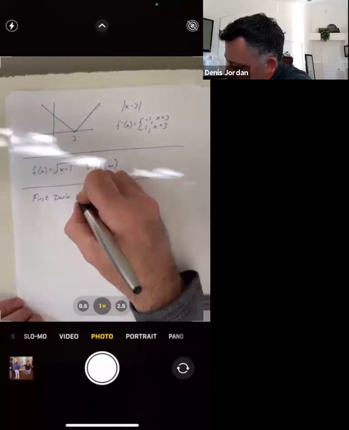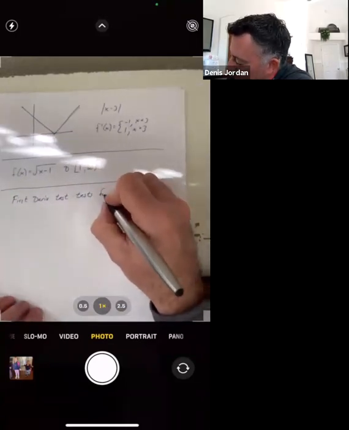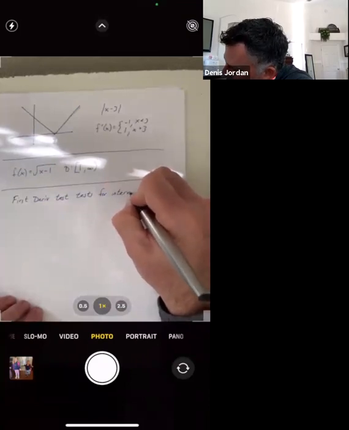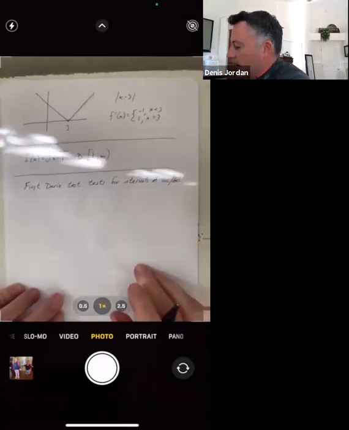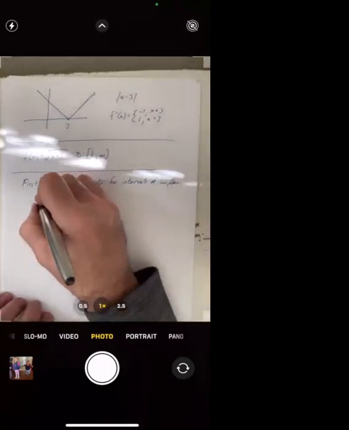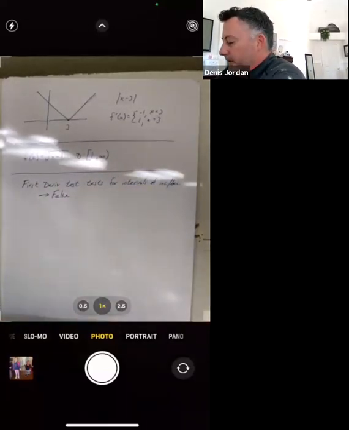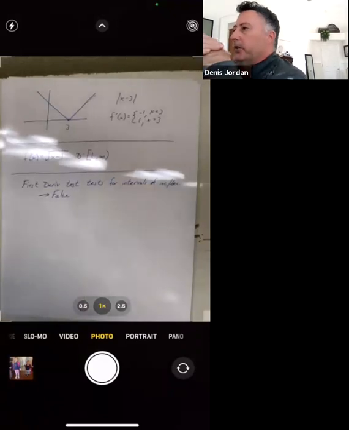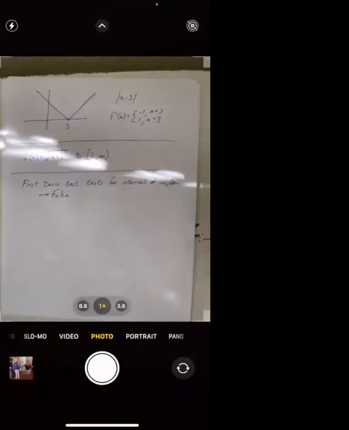The first derivative test tests for intervals of increasing and decreasing. Is that true or false? True, right? That is false. So the first derivative test itself does not have anything to do with increasing and decreasing. You can use the results of the test as a consequence, but it's not testing for increasing and decreasing. What is it testing for? Relative extrema. Yeah.